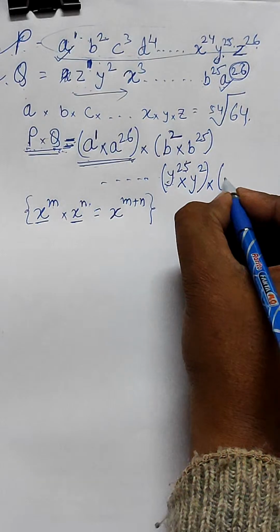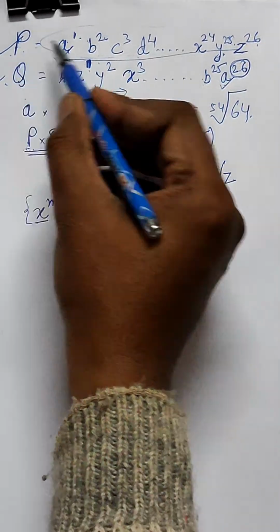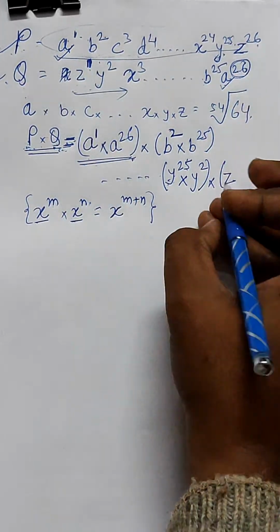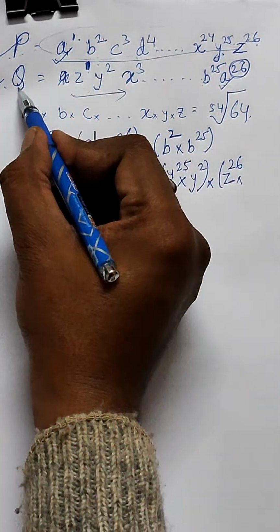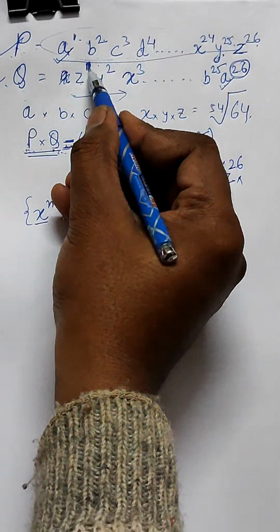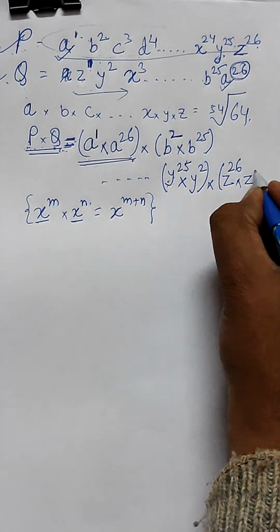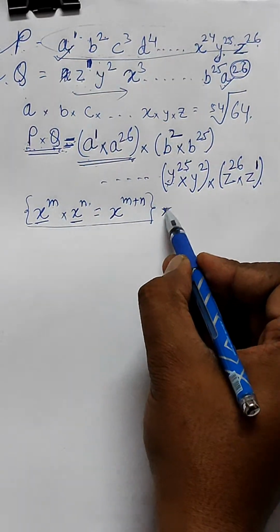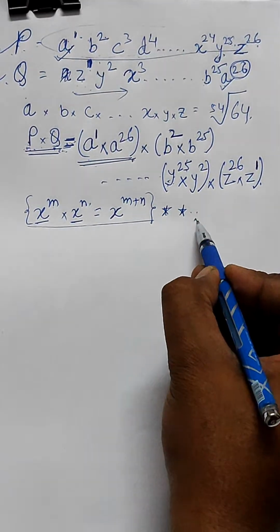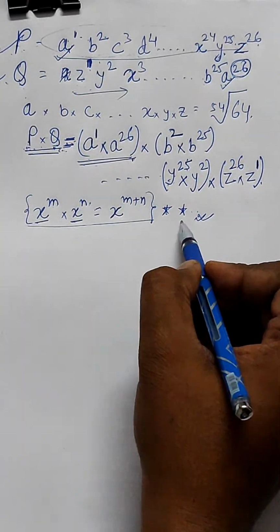And the last one is z. So in p, the z component has the exponent 26, and in q, the z component has a power of 1. So z power 1, right? Applying this formula, which we are using, I think you are able to remember this.